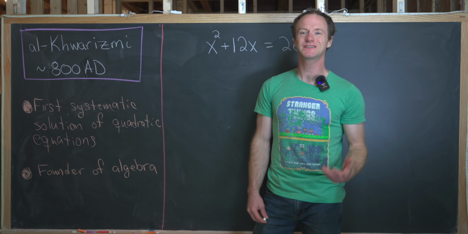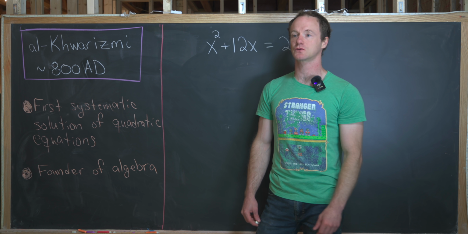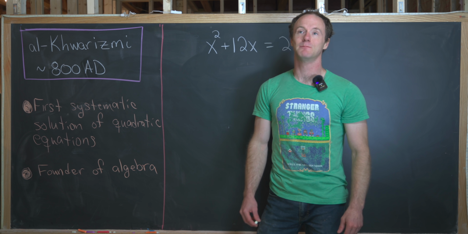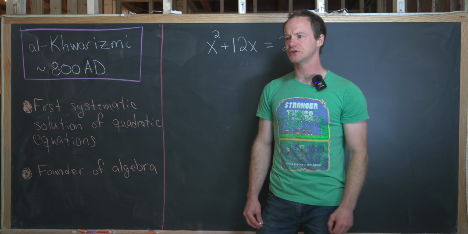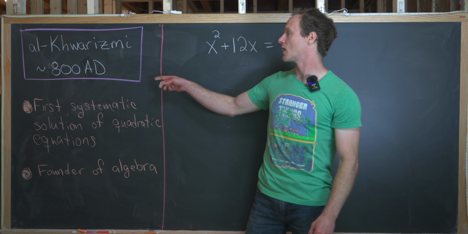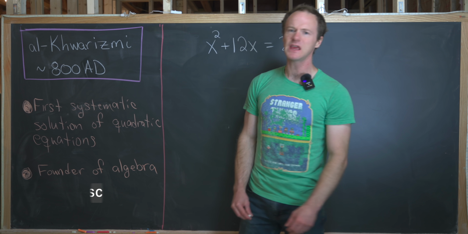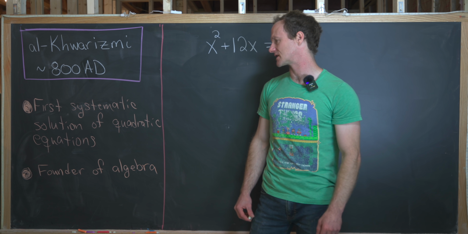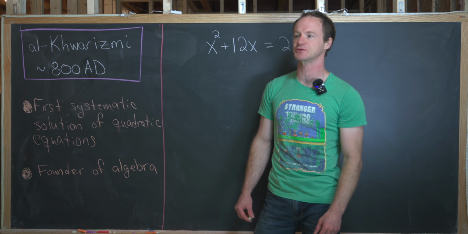Here we're going to solve a pretty simple quadratic equation, but we're going to do it using an interesting historical method that was developed by an Islamic mathematician, Al-Khwarizmi, who was around during the Islamic Golden Age, around 800 AD. And he produced the first systematic solutions of quadratic equations and is also known as the founder of algebra.